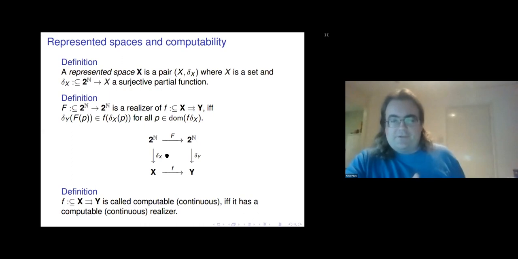We just take notions like computability and continuity, which we understand on Cantor space. And then we say that a multi-valued function between represented spaces is computable or continuous if there is something with that property that we can plug in at the top of this diagram such that everything commutes.